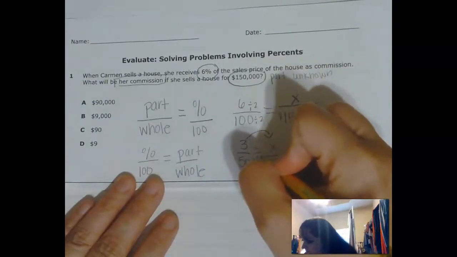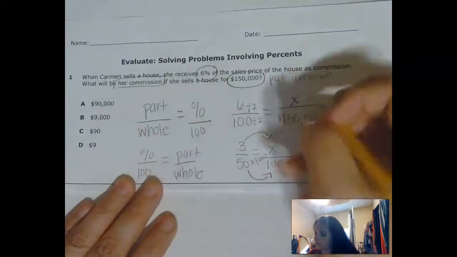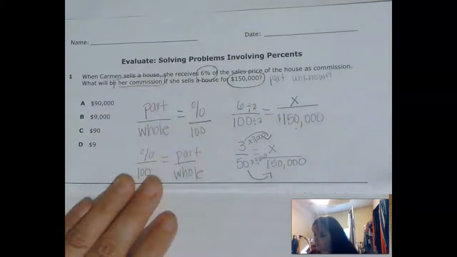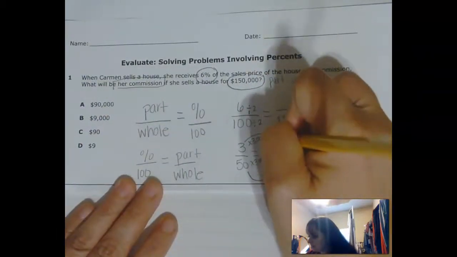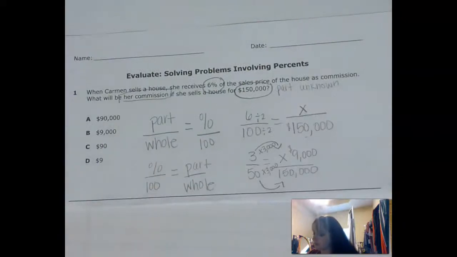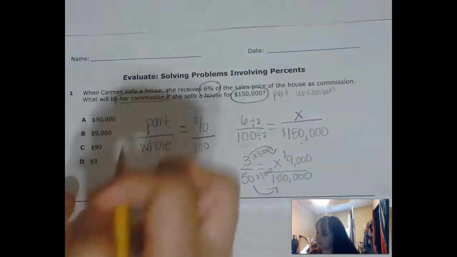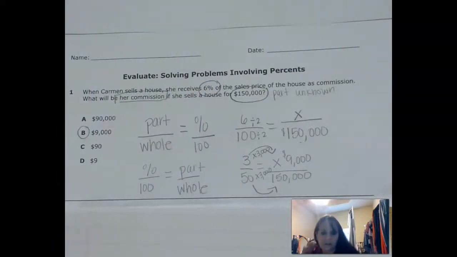3,000 is equal to 150,000. So 3 times 3,000 is 9,000. So 6% is $9,000. So her commission off of a $150,000 house is $9,000. So that's how you would solve a part unknown.